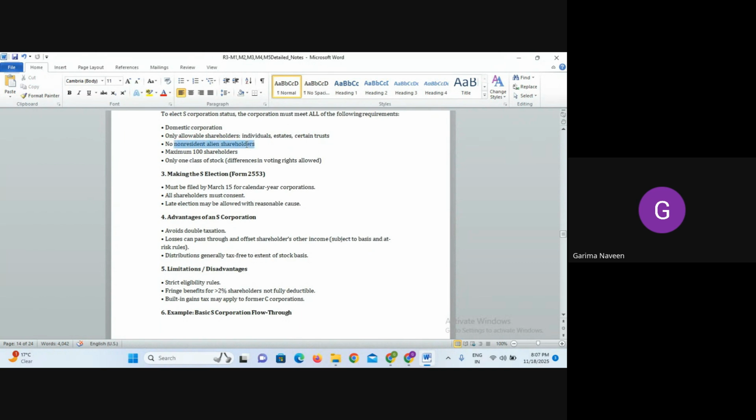No non-resident alien shareholders. That means shareholders should be US citizens, not foreign individuals. A maximum of 100 shareholders is allowed. If the shareholders exceed 100, then it will not be considered an S corporation. Next, only one class of stock is allowed. It means there should be only one class of stock. Both common and preferred stock will not be allowed. Only a single class of stock is allowed.